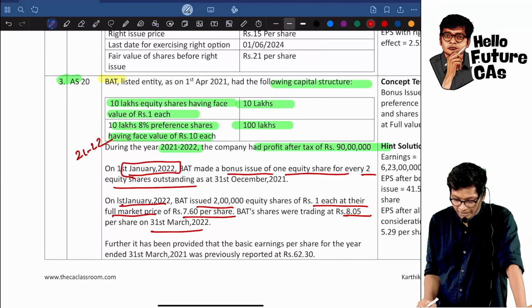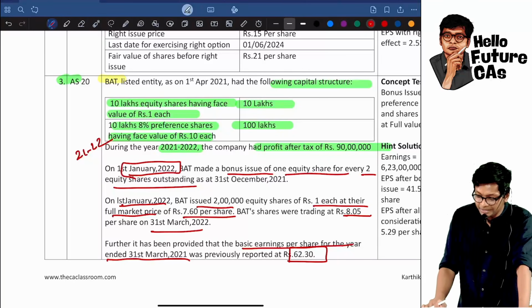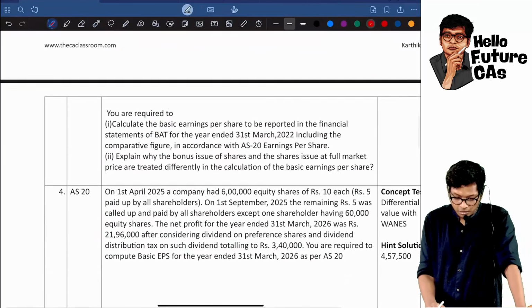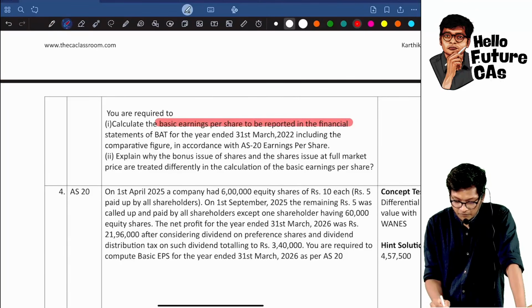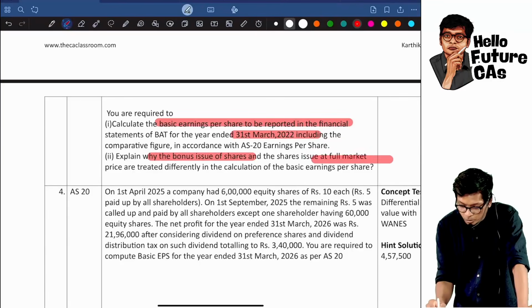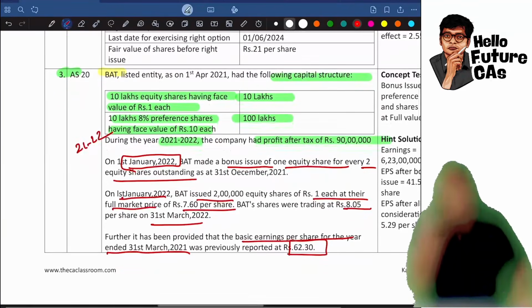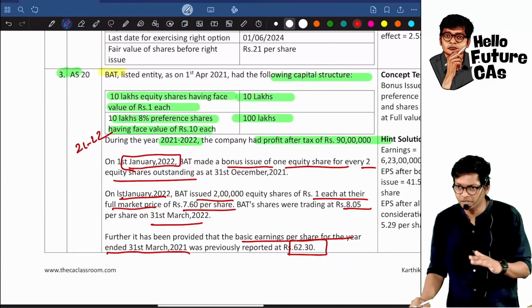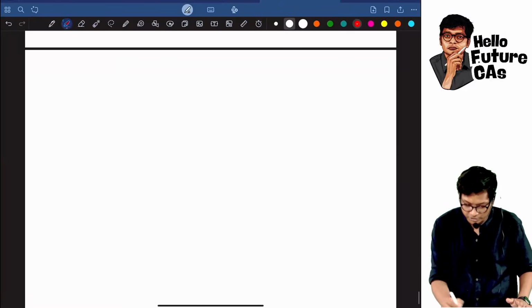Further, it has been provided that basic EPS for the previous year is 62.30. Okay, these are some facts. You are required to compute what? Basic EPS for the year 31st March 2022, and then they're asking about the bonus issue and other issue. Okay, so first let me understand the question in detail. We have read the question, we have to read it one more time. First let me draw the timeline to understand this question.